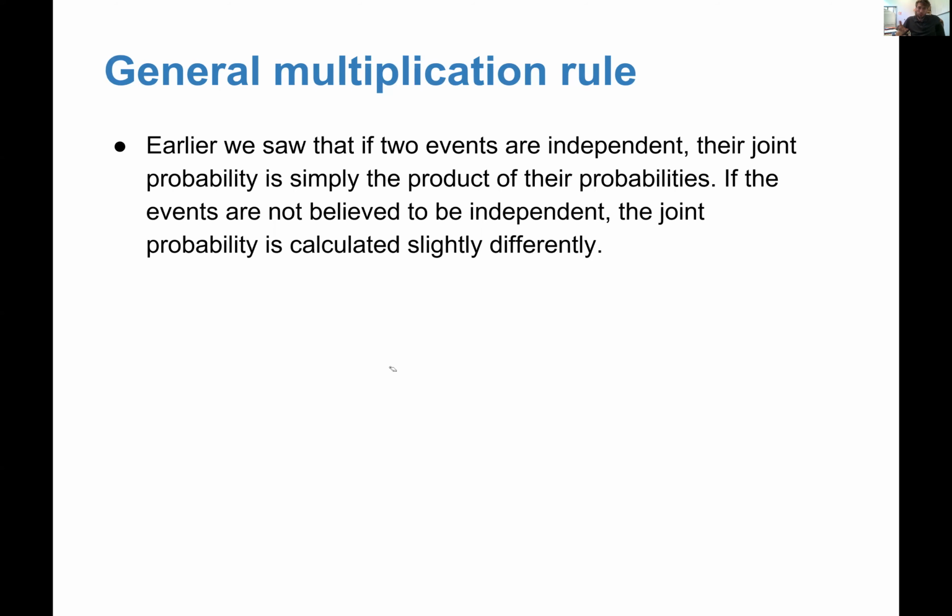Okay, so earlier we saw that if two events are independent, their joint probability is simply the product of their probabilities. If the events are not believed to be independent, the joint probability is calculated differently. So remember last time we had how to do probabilities with OR, and that was different for if they were disjoint or if they were not. And then we had a general formula. And then last time we looked at doing "and", multiplying probabilities, and we only did a formula for if they're independent. We never told you a formula if they're not independent.